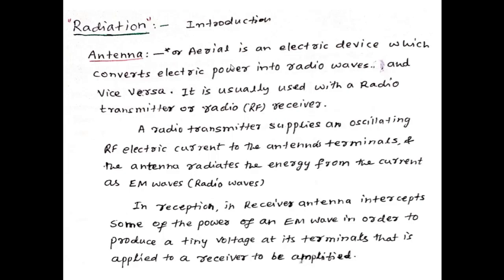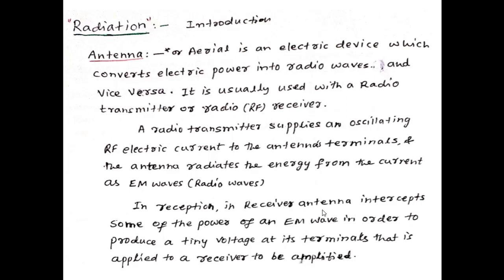Antenna or aerial is an electric device which converts electric power into radio waves and radio waves into electric power. It is usually used with a radio transmitter or radio receiver. A radio transmitter supplies an oscillating RF electric current to the antenna's terminals, and the antenna radiates the energy from the current as EM waves or radio waves.